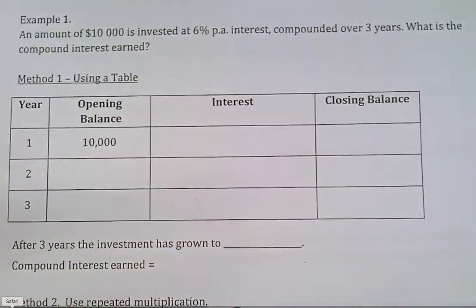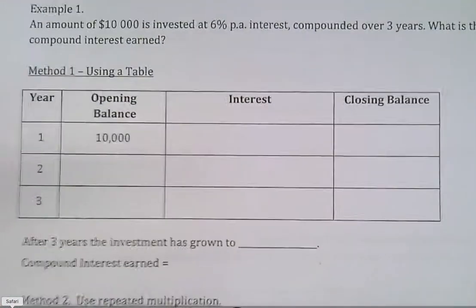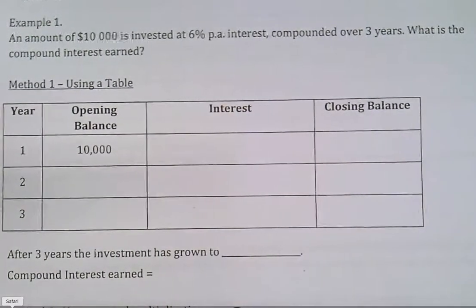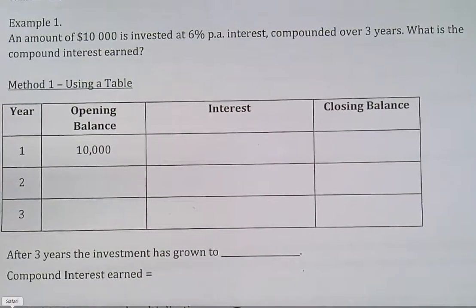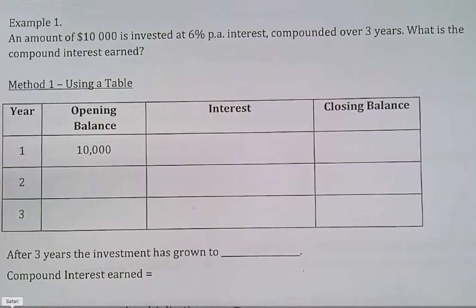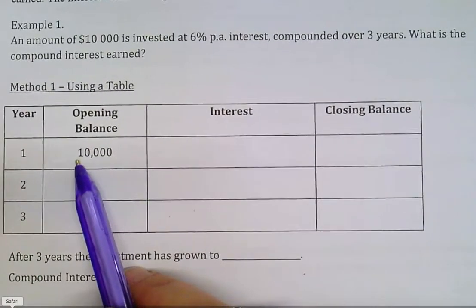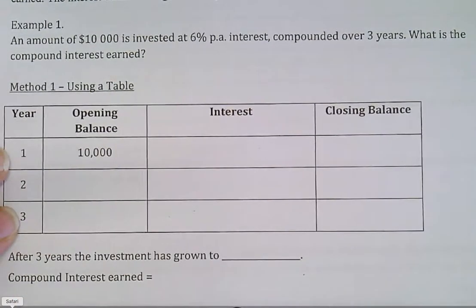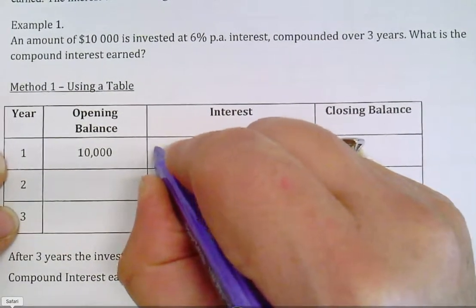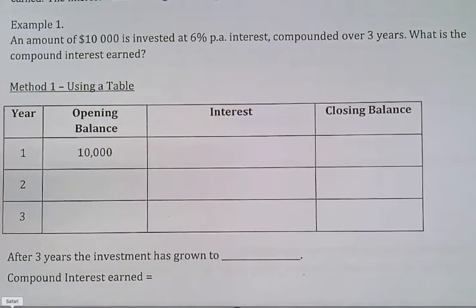Example 1. $10,000 is invested at 6% per annum over 3 years, compounded. For our original working out, I'm going to show you step by step what happens over the 3 years. But by the end of the lesson, we're going to have a formula that does this in one step. Your opening balance is $10,000. I'm only interested in the first year. How much interest do you earn in the first year? Compound interest is a whole series of simple interests all joined together.